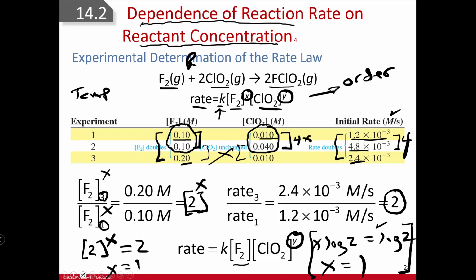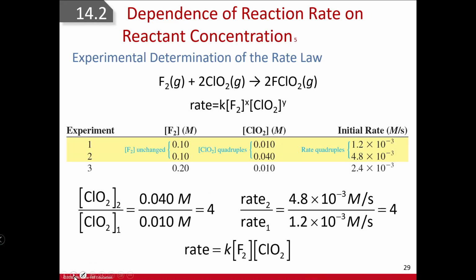So again, which experiments are we going to use? 1 and 2. All right, so when we look at 1 and 2, we're going to take the larger experiment 2 for the chlorine dioxide and divide it by experiment 1. Again, this is held fixed. This is unchanged. That's important. So any change in the rate is directly reflected by the concentration change of the chlorine dioxide.